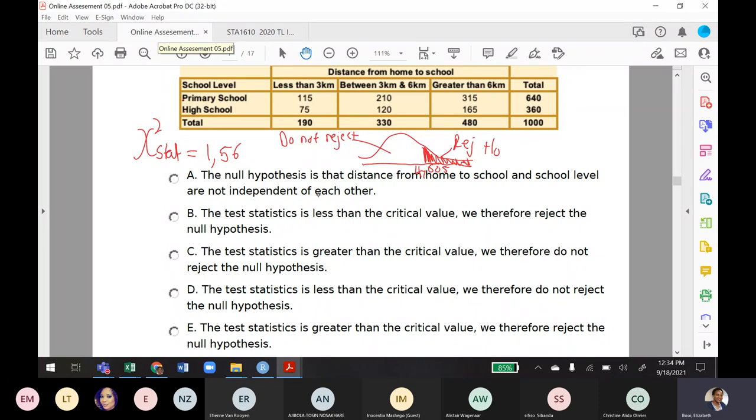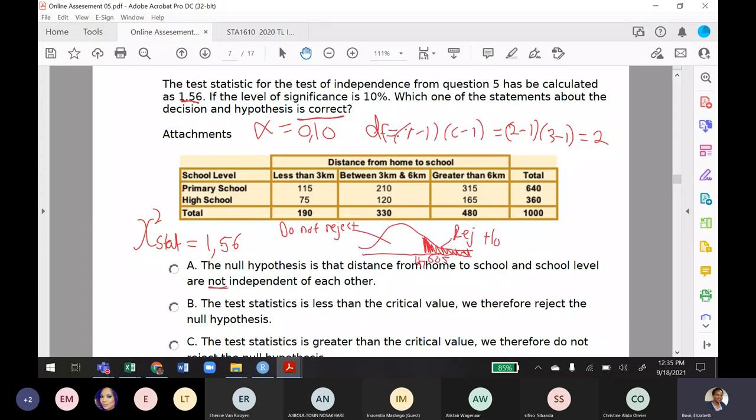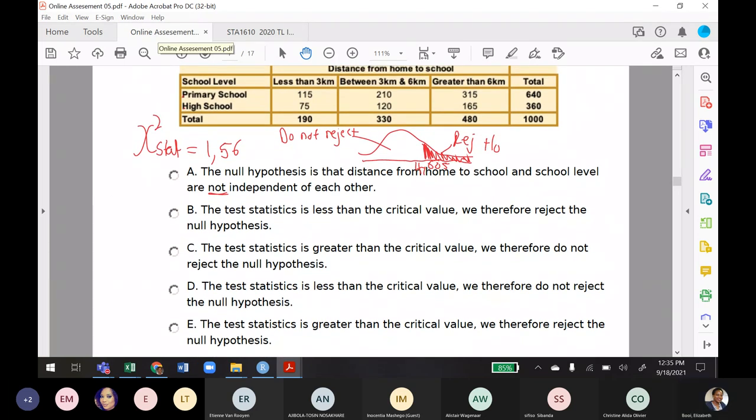Number A says the null hypothesis is that the distance from school and school level are not independent. So what are we looking for? The correct statement. Which one of the statements about the decision and the hypothesis is correct? So number A, it says it's not. Number B, the test statistic is less than the critical value. We therefore reject the null hypothesis. Number C, the test statistic is greater than the critical value. We therefore do not reject the null hypothesis. Number D, the test statistic is less than the critical value, therefore we do not reject the null hypothesis. Number E, the test statistic is greater than the critical value, therefore we reject the null hypothesis. A, B, C, D, or E?